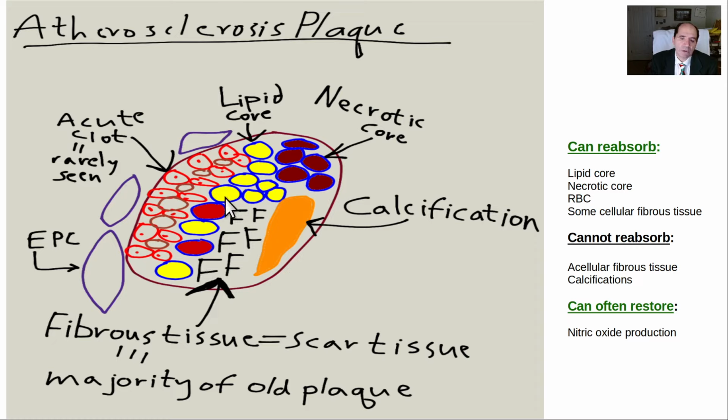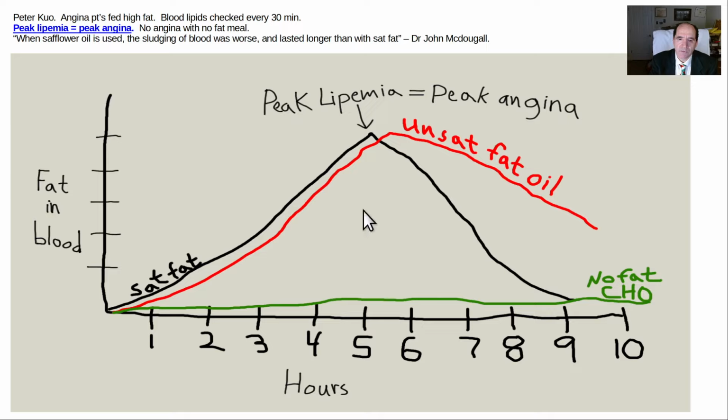But the important thing is once you cut the fat in the diet and you cut the sodium, the endothelial cells will function better, produce more nitric oxide, and you can get more vasodilation, so you can get a big improvement in just days, pretty quick.